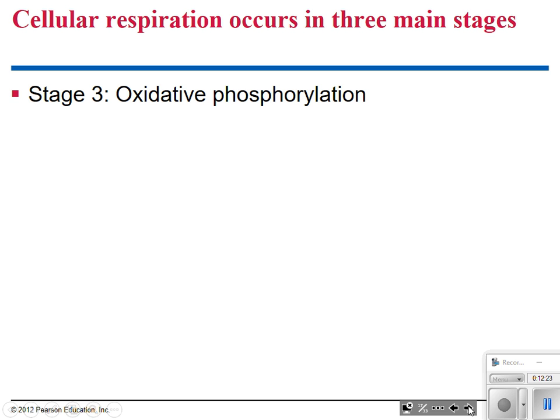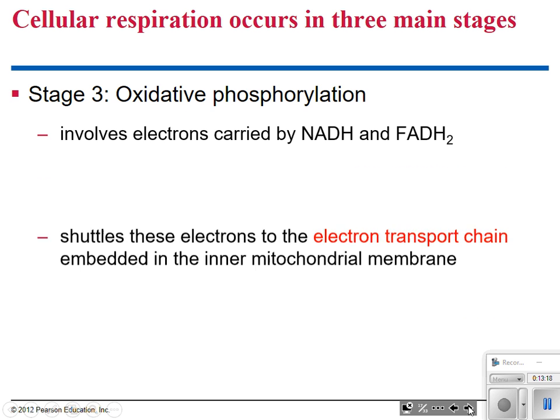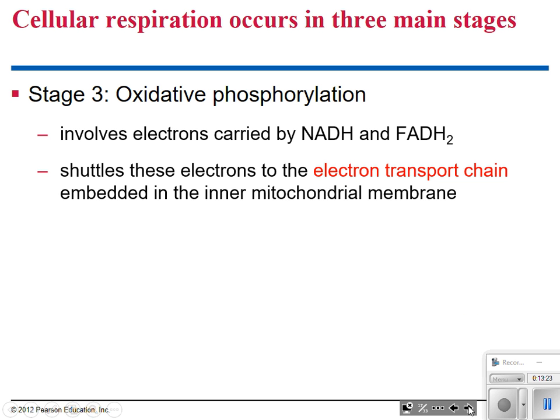The 3rd stage of cellular respiration is what we call oxidative phosphorylation. In this stage, we have the electrons that are carried by these 2 guys, NADH and FADH2. So those 2 substances are what we call electron transporters. They bring the electrons from the citric acid cycle into this 3rd stage. The NADH and FADH2 shuttle the electrons to what we call the electron transport chain.